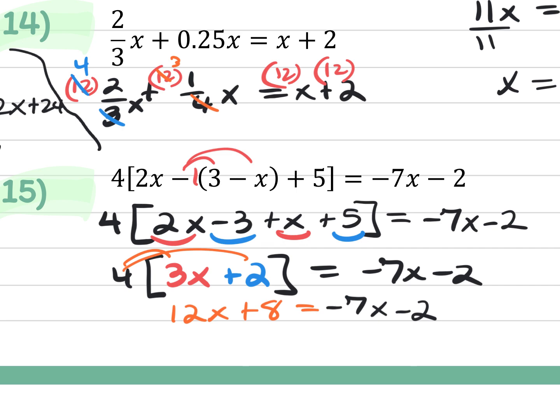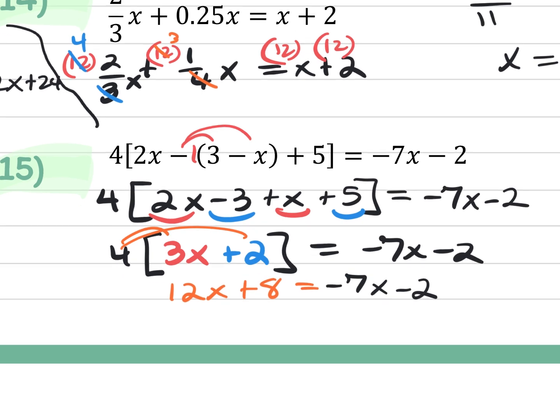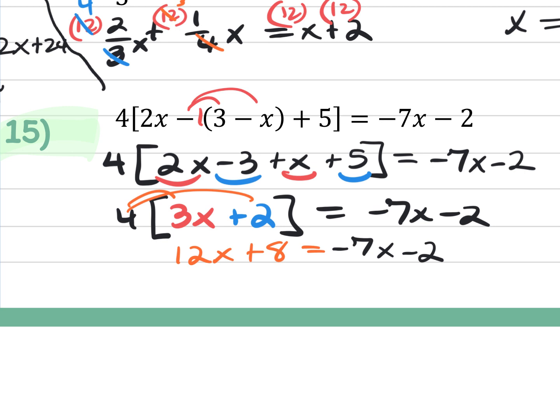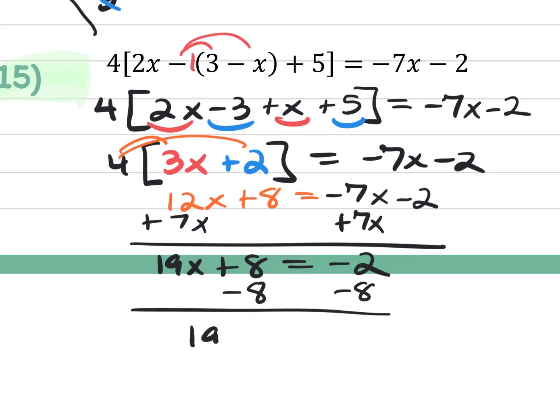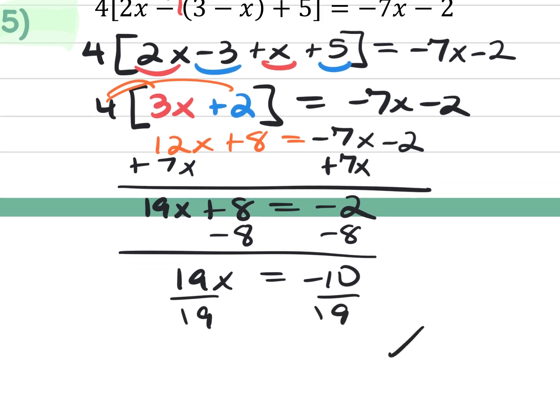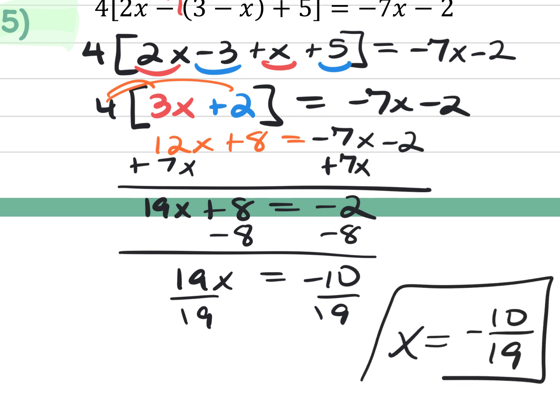All right, so now I got a similar problem to what we did at the very beginning. Let's get our variables together. I'm going to add 7x to both sides. I get 19x plus 8 equals negative 2. Subtract the 8. 19x equals negative 10, and then divide by 19. Notice this fraction cannot be reduced, so this will be my final answer. And again, you can have fractions as answers.